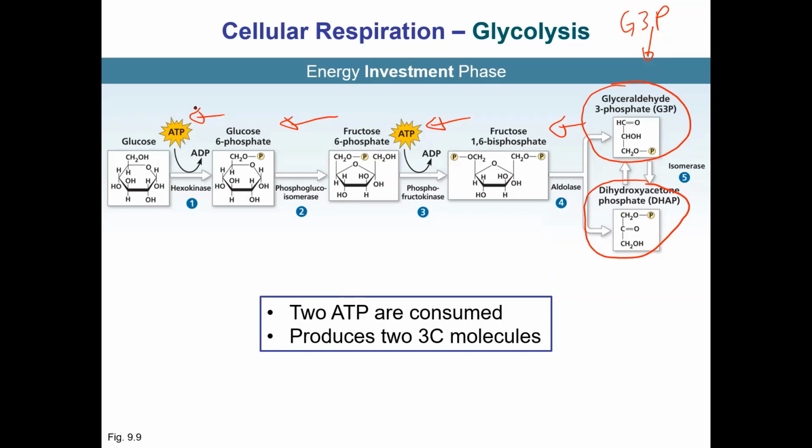So on this slide, what do we need to know? Well, you should know the word glucose, I hope. Hopefully by now you're going to remember phosphofructokinase and then glyceraldehyde 3-phosphate. And we don't really care so much about dihydroxyacetone phosphate. It doesn't come up again.